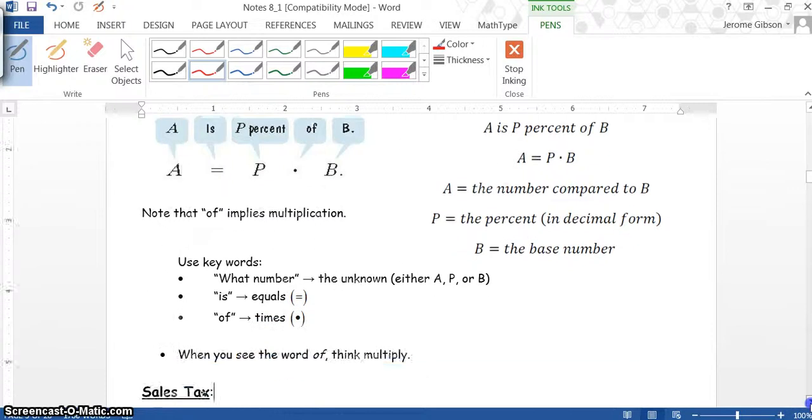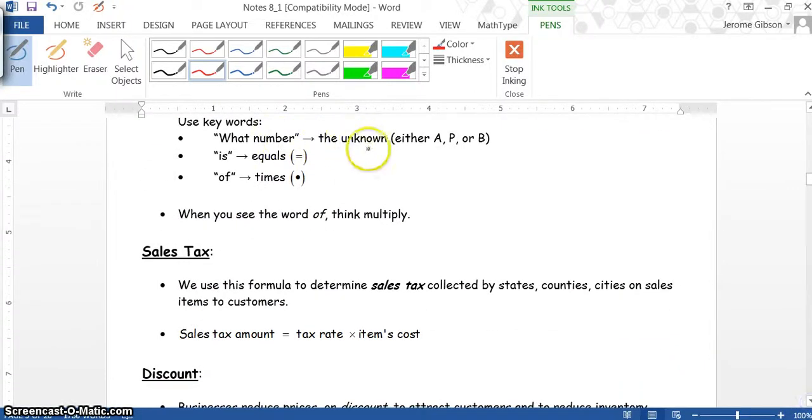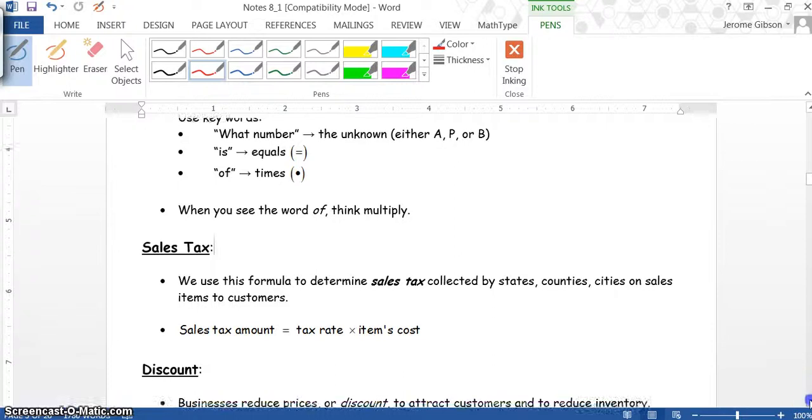Now, we want to use keywords. What number is the unknown? Either A, P, or B. Is means equal, of means times. When you see the word of, think multiply. Sales tax: we use this formula to determine sales tax collected by states, counties, and cities on sales items to customers. Sales tax equals tax rate times the item's cost.